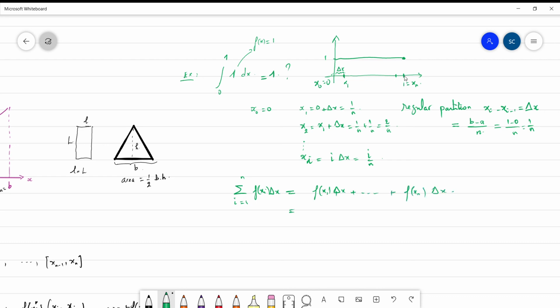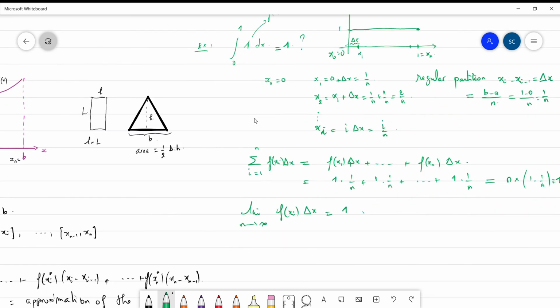So f(x_1) is 1 times 1 over n, plus then, my function is constant, delta x, then 1 over n, etc. Here it's 1 times 1 over n. So I will have n times 1 times 1 over n, which is 1. So my sum is always equal to 1, and taking the limit of a constant sequence, it will be 1. That's why we have justified the equality.